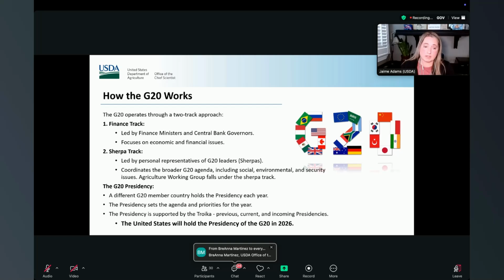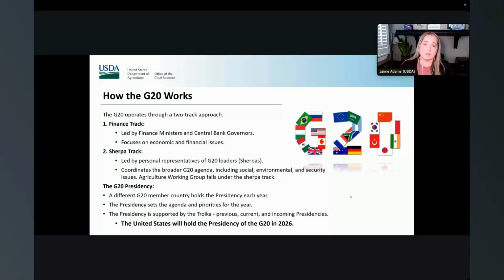The G20 presidency rotates every year, so a different G20 member country holds the presidency each year. You may have seen this year it was Brazil. Next year it'll be South Africa. And then in 2026, it'll be the United States.